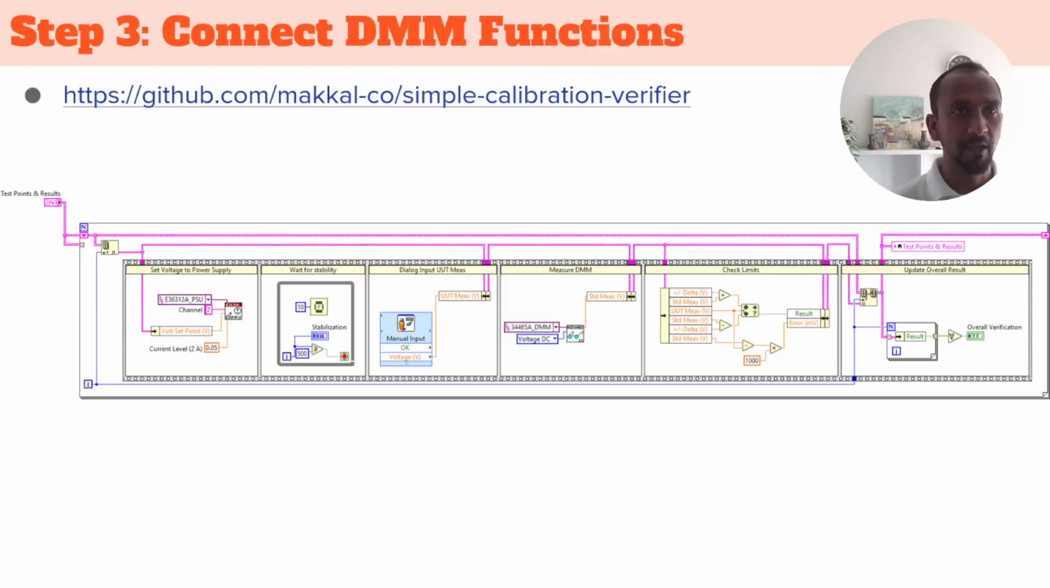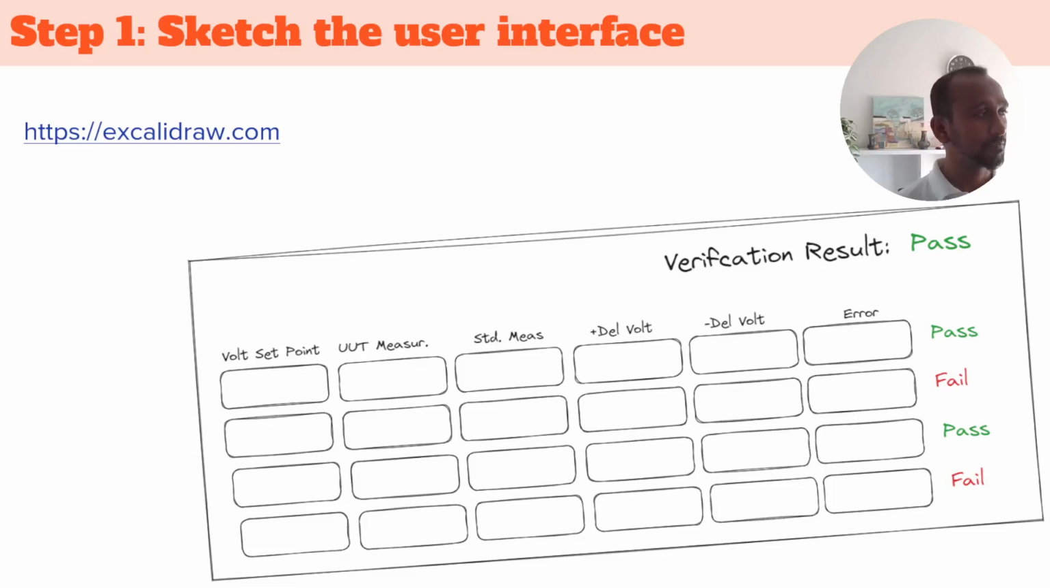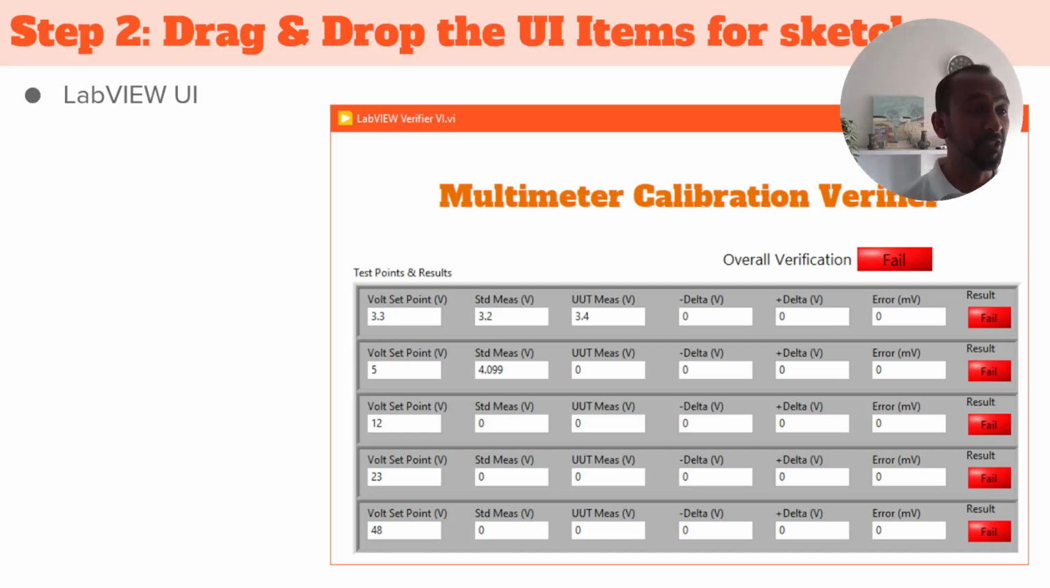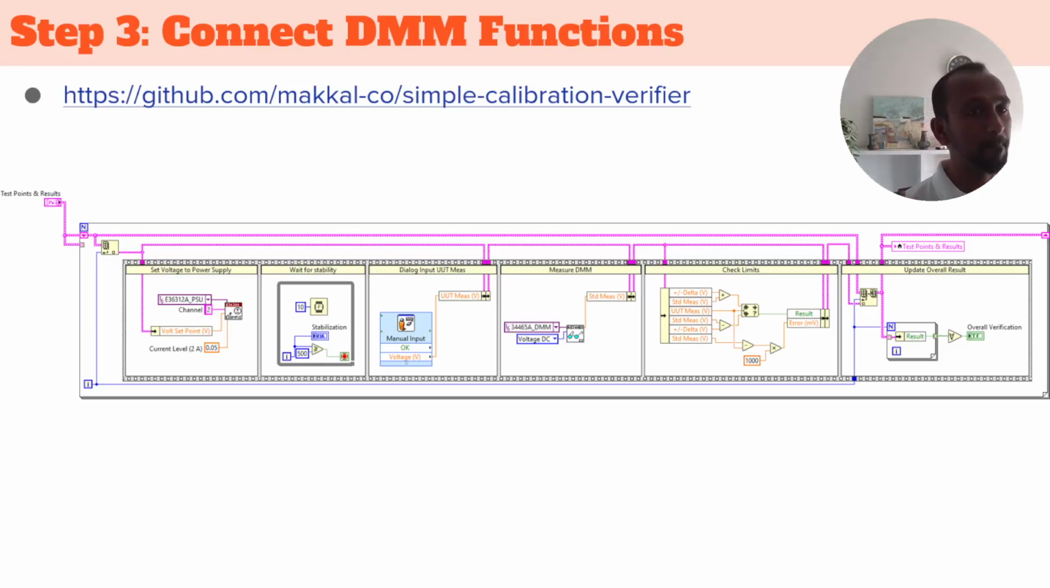Going back, on the first step, we try to sketch our own thoughts how the verifier should come out. Then we try to draw the idea into a real user interface, using all drag and drop items in the LabVIEW user interface. Then we do a backend logic that will allow us to connect all these pieces together, from the power supply to the DMM. Everything we will try to get connected, do the calculations here.